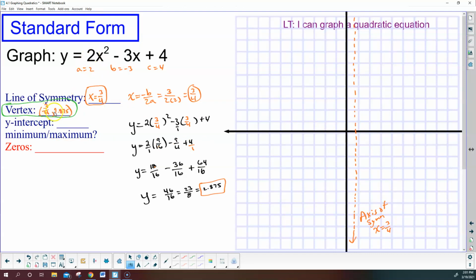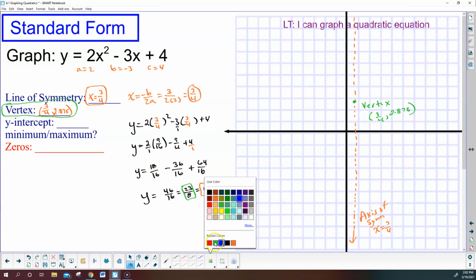So what do I do? Well, I got to graph this. So I'm going to go over 3/4, and then I got to go up 2.875. So again, I have to estimate this, but just to make sure the person reading it isn't left to guess, that's why I write what I have right here, my decimal. And it might even be better to write it as 23/8 here, so then you have a fraction and fraction, but there it is. All right, so then the next point is the y-intercept.